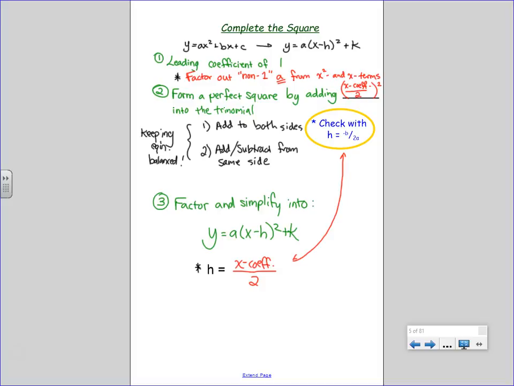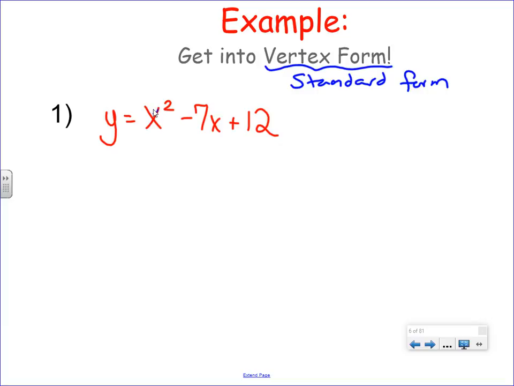All right, do we have all our steps done? Sort of, kind of, maybe? Let's go ahead and, hopefully, practice.